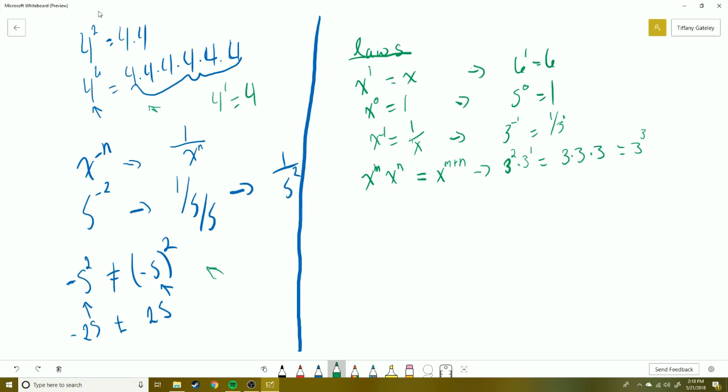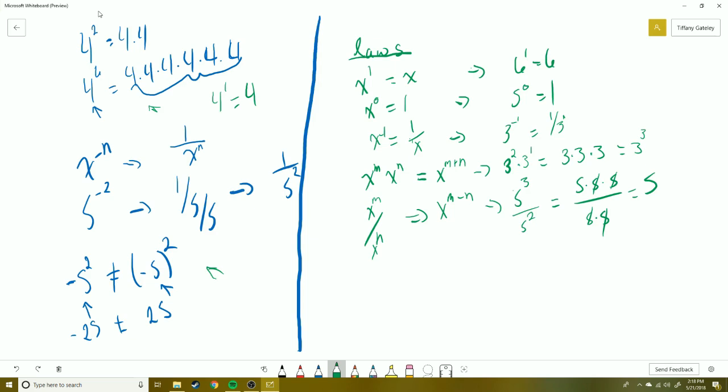And then you have x to the m divided by x to the n, and that is x to the m minus n. And this just goes back to your division rules, because if you have, say, 5 to the 3rd over 5 squared, that is 5 times 5 times 5 over 5 times 5. Well, then these 5s cancel, and it just leaves you 5, and that's 3 minus 2. And that's why that works.